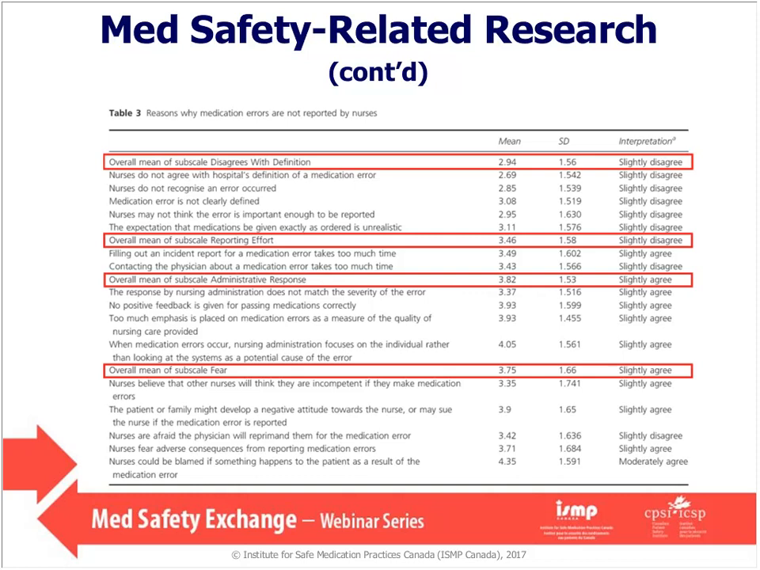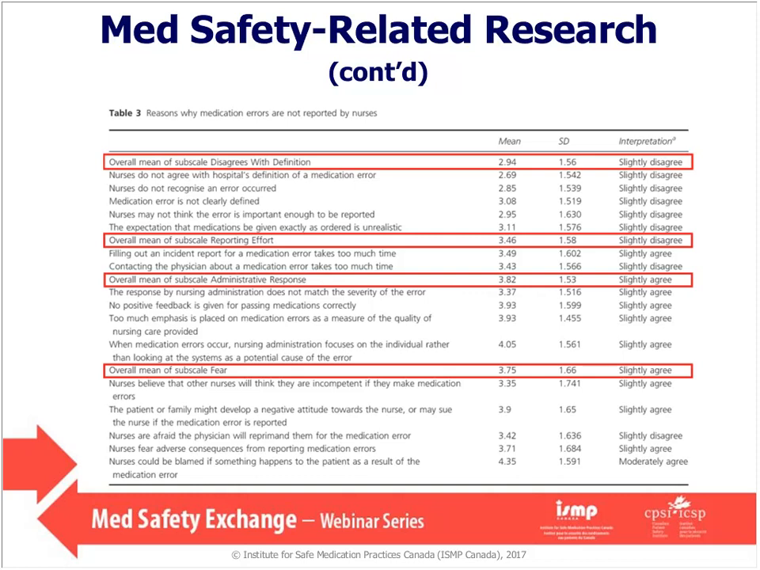The administrative response, or the management response, was the focus of the third category, and the surveys found that there's a strong belief amongst respondents that when medication errors occurred, the nursing administration or management focused too much on the individual rather than looking at the systems as a potential cause. Survey respondents also submitted that perhaps too much emphasis was placed on medication errors as a measure of the quality of nursing care.